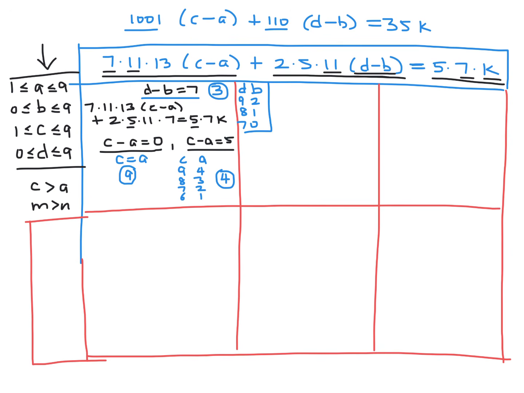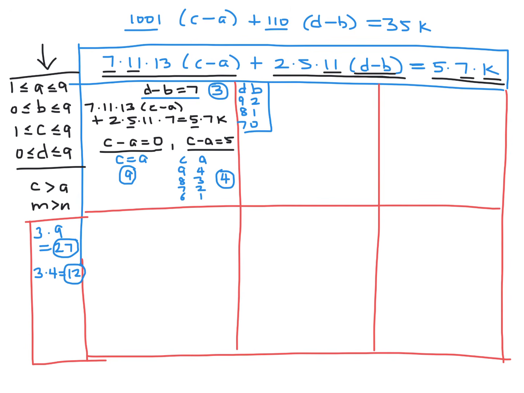So we either have D minus B equal to 7 and C minus A equal to 0. So that would be 3 ways to do D minus B equals 7, and 9 ways to get C minus A equal to 0. So that's 27. Or we have D minus B equal to 7 and C minus A equal to 5. So that would be a 3 times 4 scenario, so that would be equal to 12. Okay, so that's the first scenario. That's a very good start, I think.